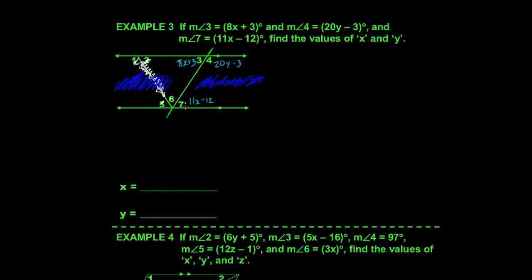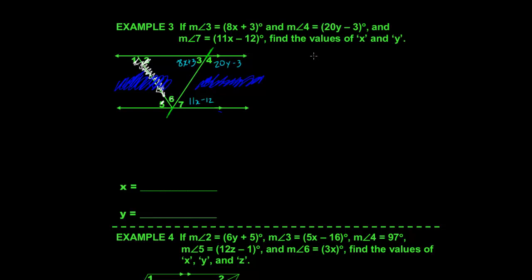So we can use this information to solve for our x, and once we solve for one variable, we can plug that in and then solve for the other variable. So first thing that we're going to want to do is solve for x, because we have two algebraic expressions with an x variable in that. Angles 3 and 7, they are interior and they are not on the same side, so they're alternate interior. We know that alternate interiors are congruent.